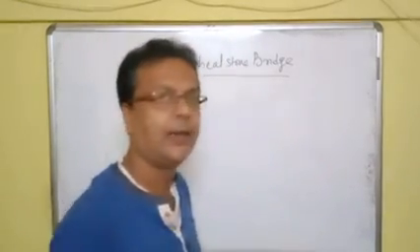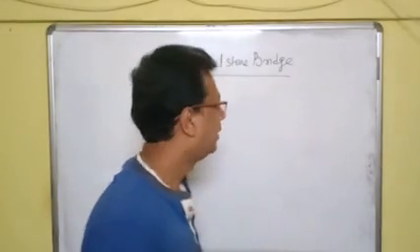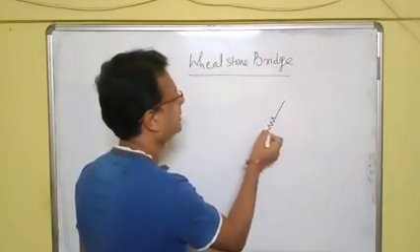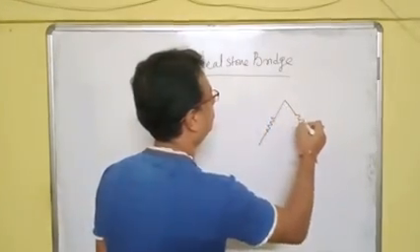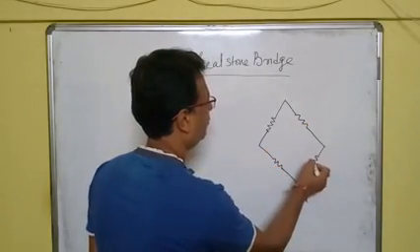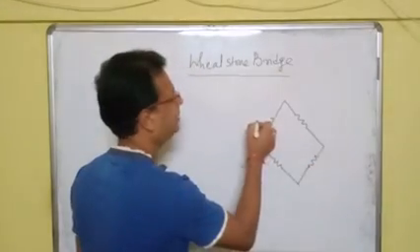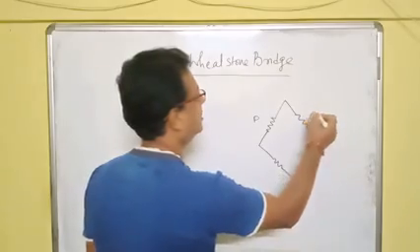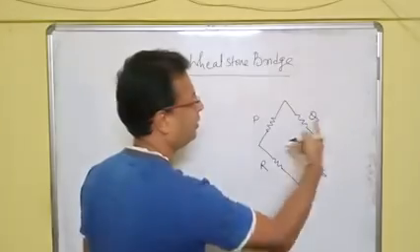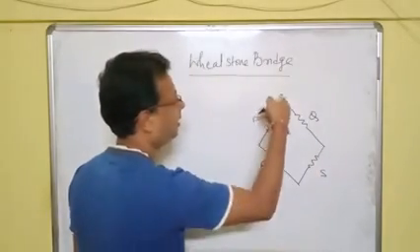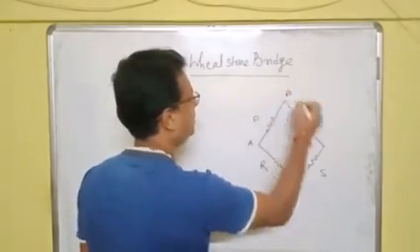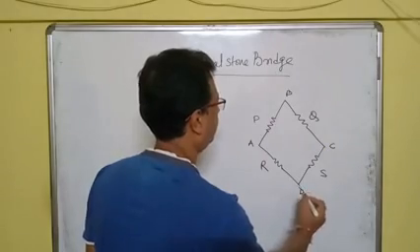First of all, let me draw the bridge. Now, the Wheatstone Bridge consists of 4 resistors. Let us name them. This resistance is P, this is Q, this is R and S. So it's like this: P, Q, R, S. Now, let us name the junctions of this bridge: A, B, C and D.